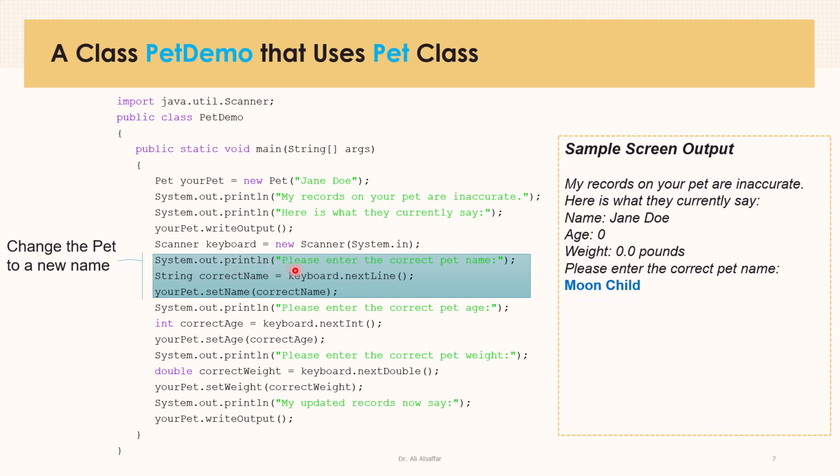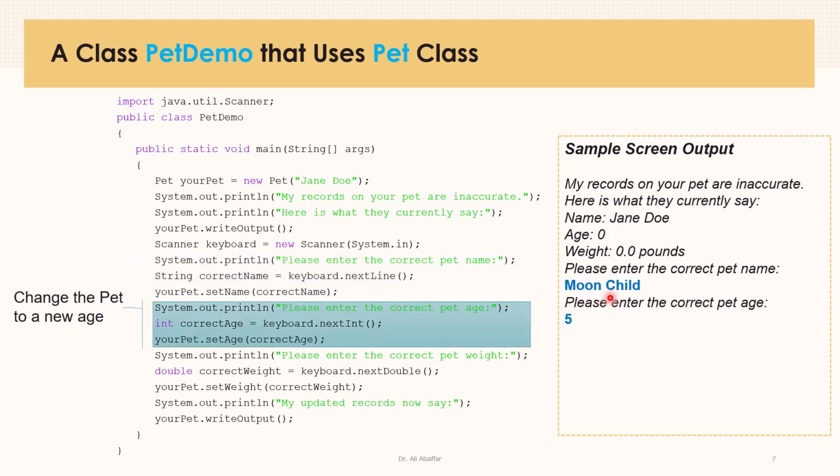Next, the program will print a message, please enter the correct pet name. As an example, if the user types Moonchild as a name, then we have a special method that will change the name of the pet, which is called setName, and we give the name Moonchild to yourPet. So your pet will have a different name now. It's not called Jane Doe, it will be called Moonchild.